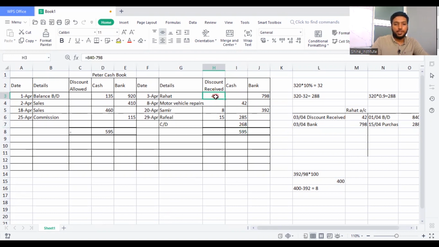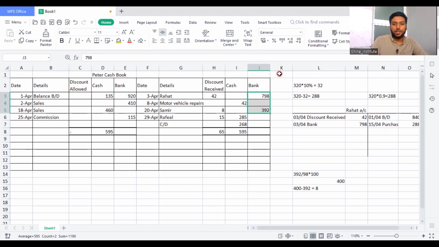So here I'm getting a discount. 42 plus 8 plus 15 is going to be an amount of 65. So I'll write entire total, and this amount should be transferred to the relevant discount received account on the credit side, but there's no discount received account. If they are given a discount received account, you should transfer that particular amount to discount received account. Same way, if you have been given discount allowed account, you should be able to transfer that particular amount to the discount allowed account.